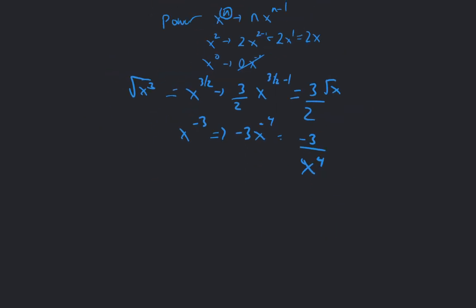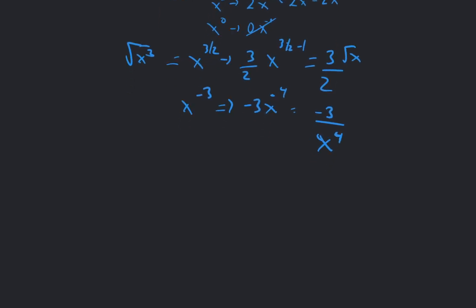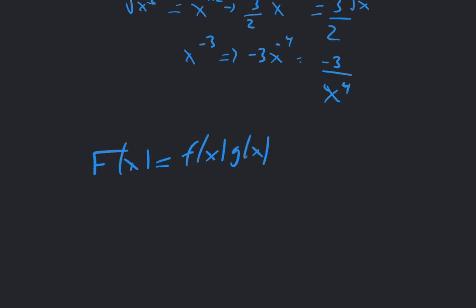There are some more complicated rules. For example, if we have the product of two functions, let's say we have f of x is equal to f of x times g of x, then f prime, or the derivative of f, is f prime of x g of x plus g prime of x f of x.